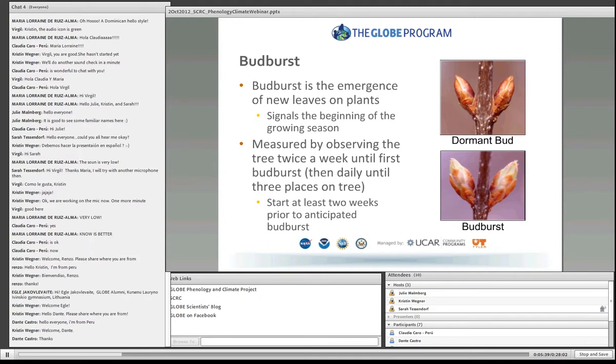We measure budburst by observing the tree twice a week until the first budburst is seen, and then daily until there are 3 separate places on the tree where budburst has occurred. It's important when you're taking budburst measurements to start at least 2 weeks prior to the anticipated budburst, or maybe even sooner than that, because there is an indication that budburst is happening earlier and earlier.